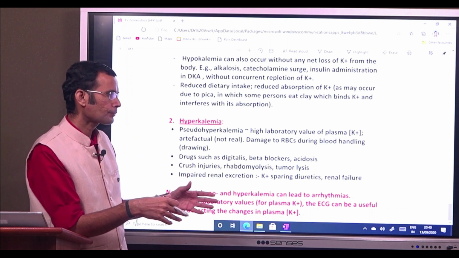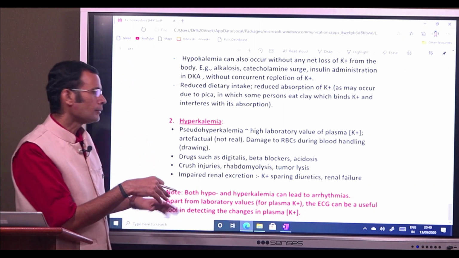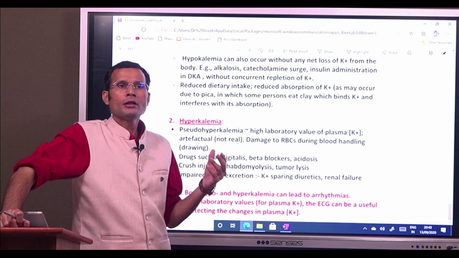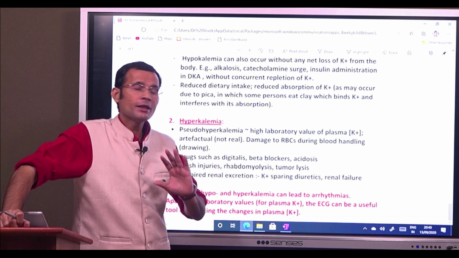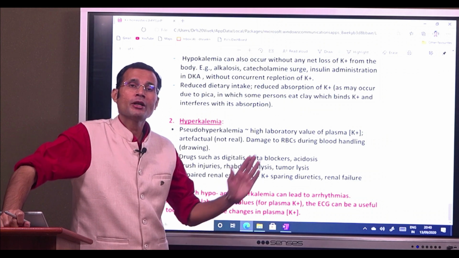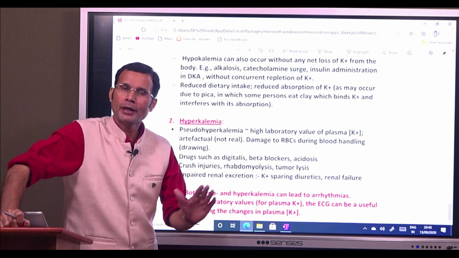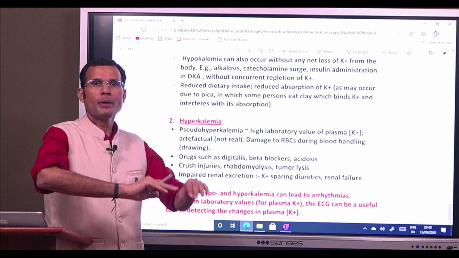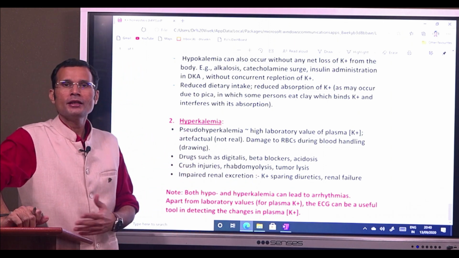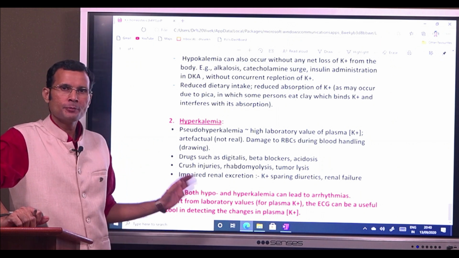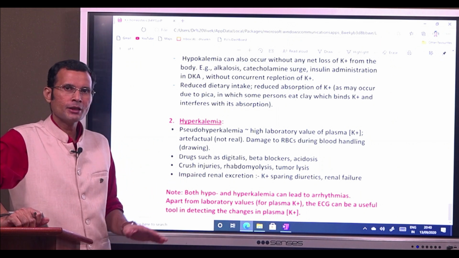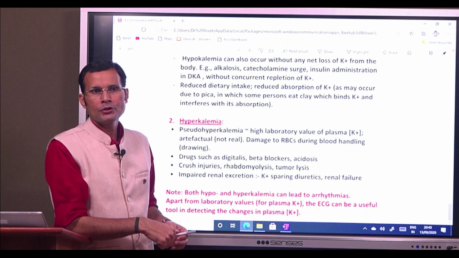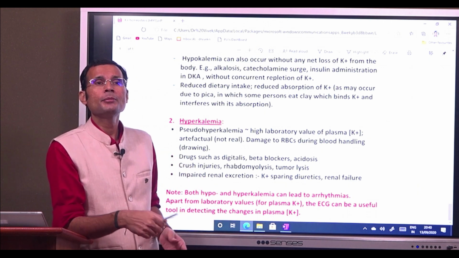Digitalis, beta blockers, we have already mentioned this. They can cause hyperkalemia. Digitalis, as I mentioned, is a drug that is given in cardiac failure, and it gets bound to the sodium potassium pump where potassium is expected to bind, and therefore potassium and digitalis compete with each other for binding. Now all this is out of scope for this particular video. We will stick to the potassium levels. Finally, both hypo and hyperkalemia result in ECG changes and arrhythmias.